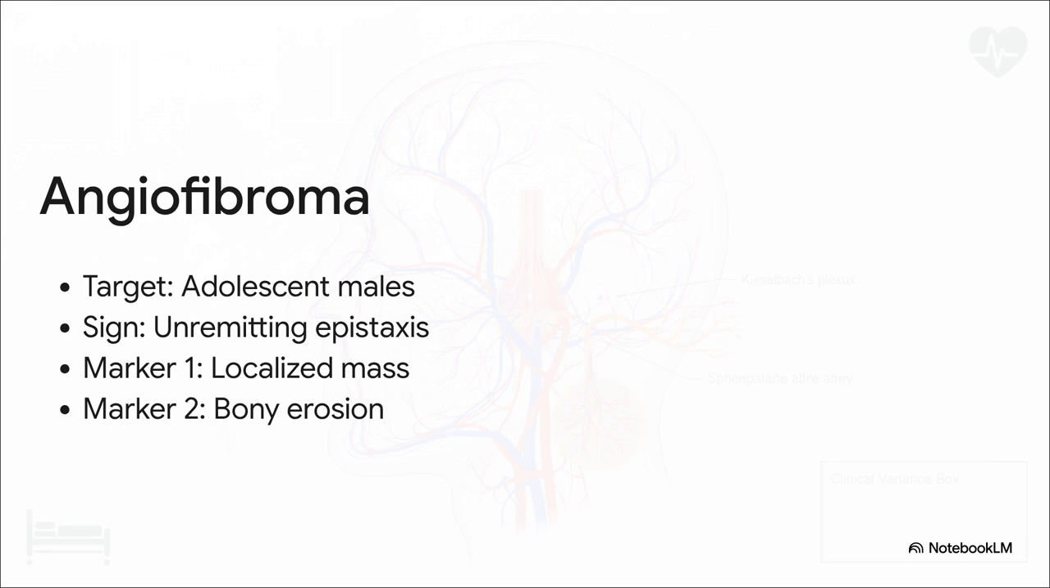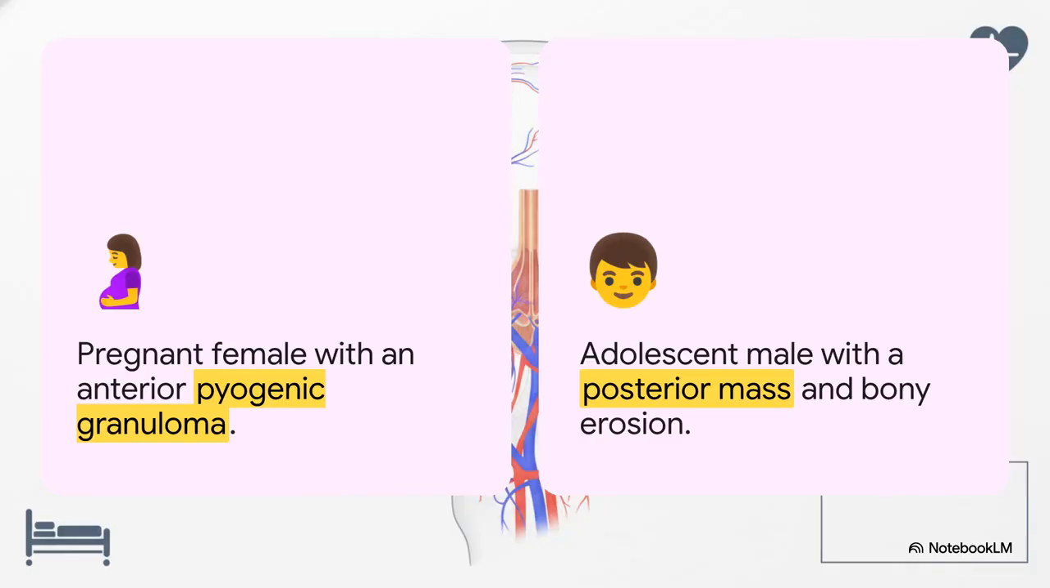If your patient is an adolescent male presenting with unremitting epistaxis, you need to immediately look for 2 absolute markers: a localized posterior mass and bony erosion on imaging. If you see those markers, the diagnostic mandate is incredibly strict. It is an angiofibroma until proven otherwise. Let's isolate these diverging presentations just to really solidify your differential.